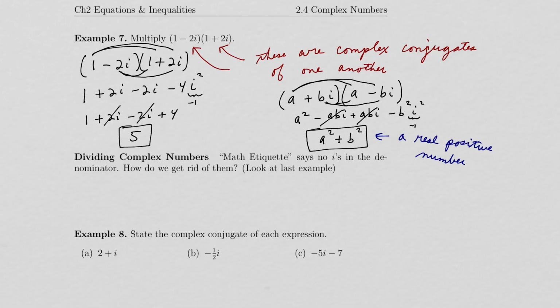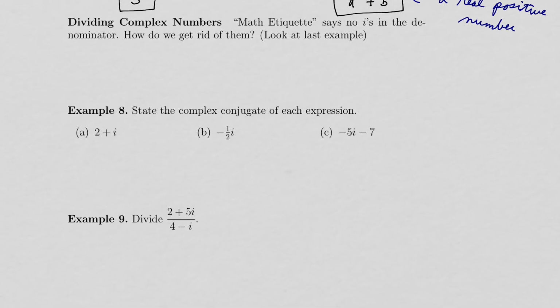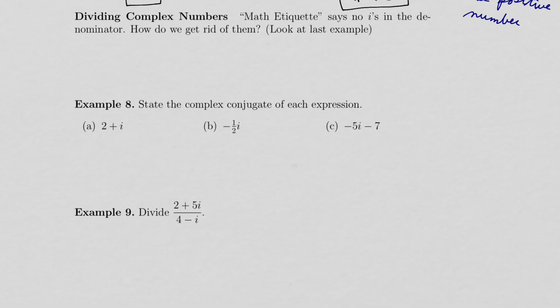Okay, why did I spend all this time talking about multiplying a complex number by its complex conjugate? Because this is what we need when we want to divide complex numbers. Basically, when you divide complex numbers, the rule, like the math etiquette, some people will say, is that there should be no imaginary numbers, no i's in the denominator. They should just be in the numerator. So how do we get rid of them?